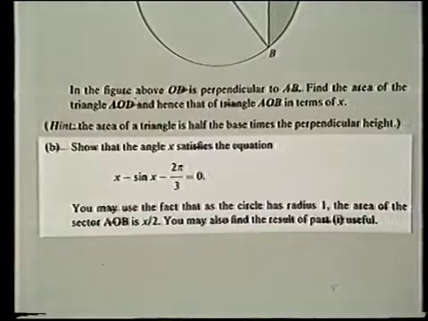Well, let's move straight on to part B. Now, part B asks us to show that x satisfies the equation x minus sine x minus 2 pi by 3 equals 0. And there's that hint about the area of the sector AOB. Well, I've got a good answer to this one. Let's have a look at it.